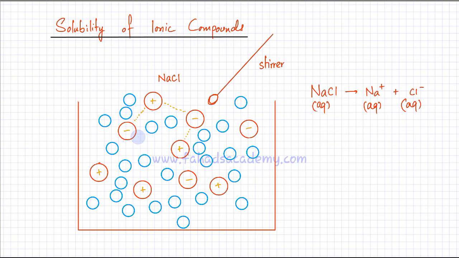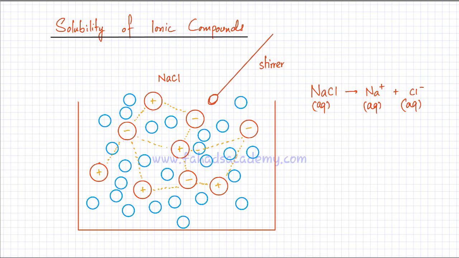The negative and positive ions would start attracting each other. So all these ions would start attracting each other. The positive would attract the negative ions and the negative would attract the positive ions. So these dotted lines are the forces of attraction between these particles once they've been dissolved. So now the question is, why don't the ions get back together again and form the lattice back again?